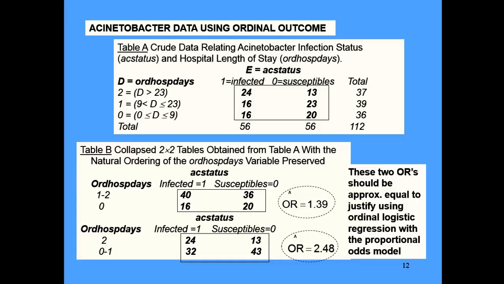Now, we're right near where we ended last time: for each of these tables, you have a 2x2 table, so you can get an odds ratio. For the first one, the odds ratio was 1.39. For the second one it was 2.48, okay? And what I say over here on the right-hand side is that you would expect these two odds ratios to be approximately the same if you were going to be able to use this approach called the proportional odds approach to do ordinal logistic regression. That's the approach that I'm going to describe.